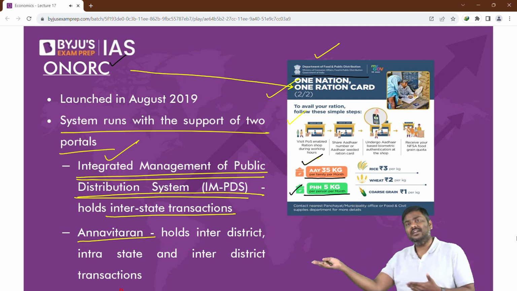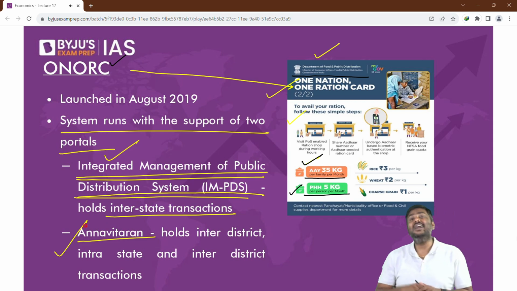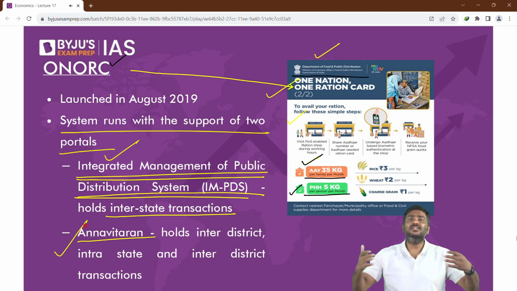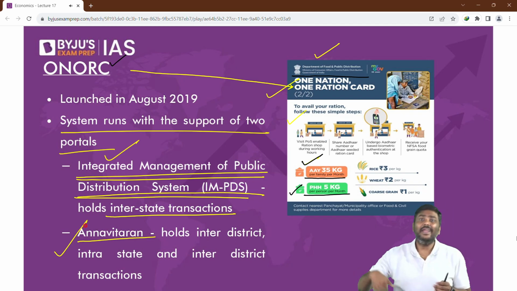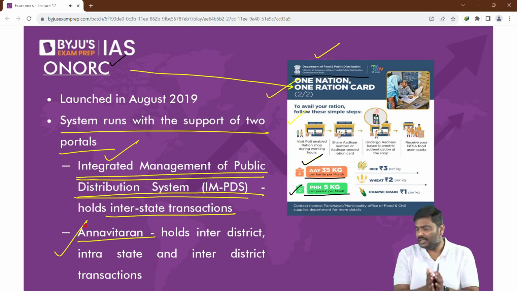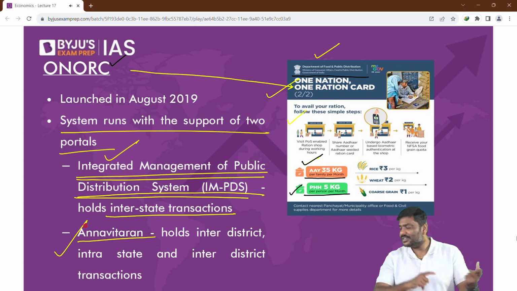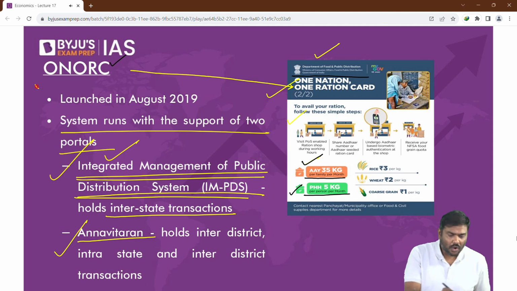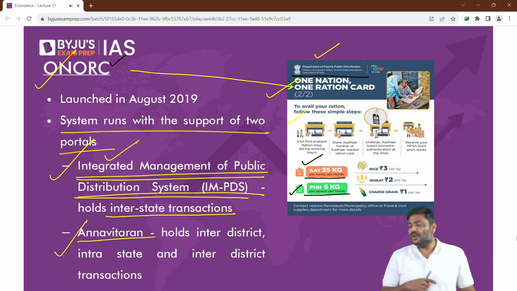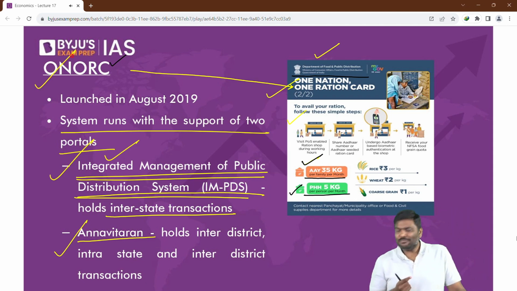So have a look at this. That is the reason we have two systems. One is you maintain transactions of interstate so that you can plan accordingly. And the second one, Anna Vitran, will hold transactions of all the intrastate. Intra means within the same state, whether it could be within the same district or different districts, etc.